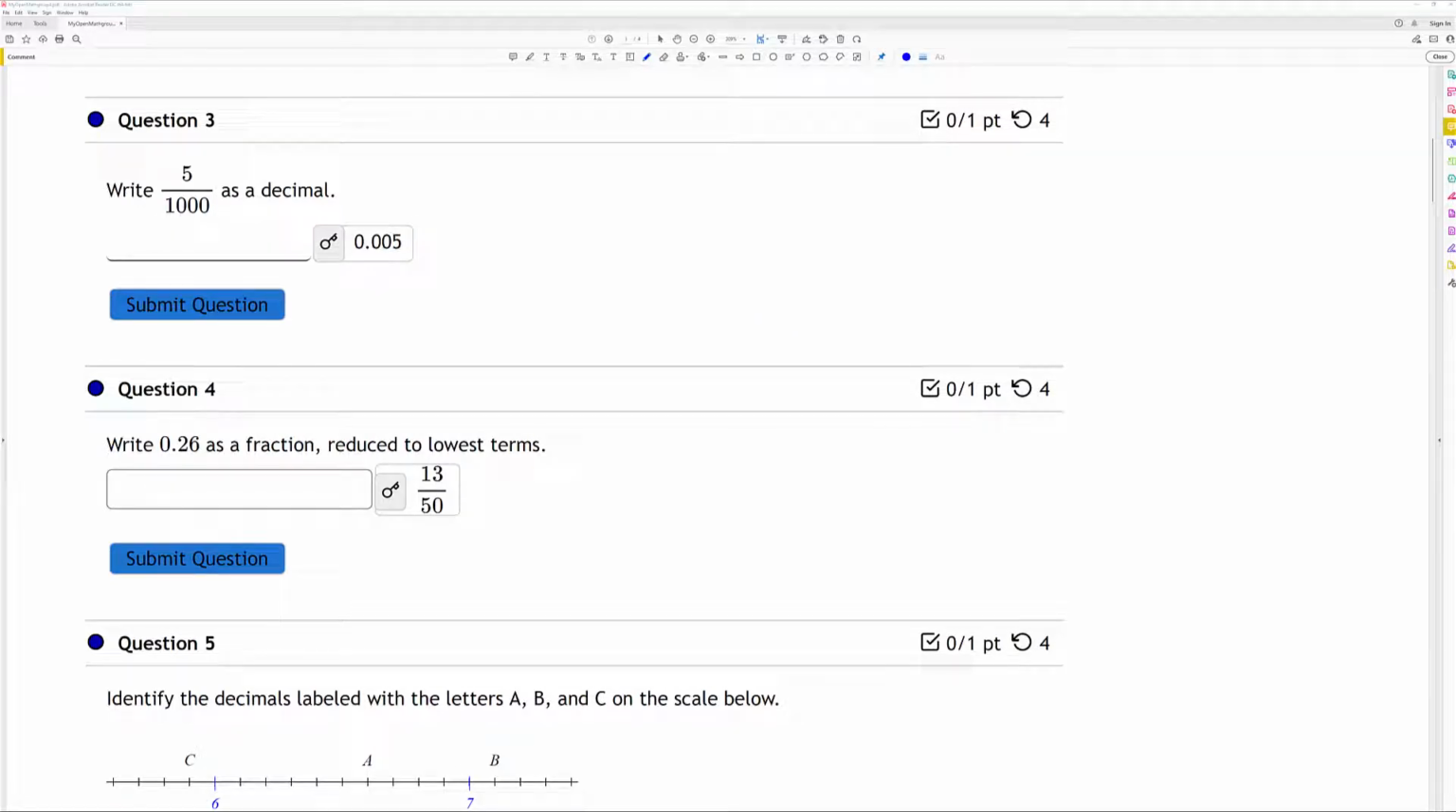Question 3, write it out as a decimal. So you can look at these decimal places here. This place will represent 1 over 10. This would be 1 over 100. And this would be 1 over 1,000. Okay, so when we start filling this in, we would have 5 over 1,000 will be right here, and we'll backfill zeros. And that's our answer there.